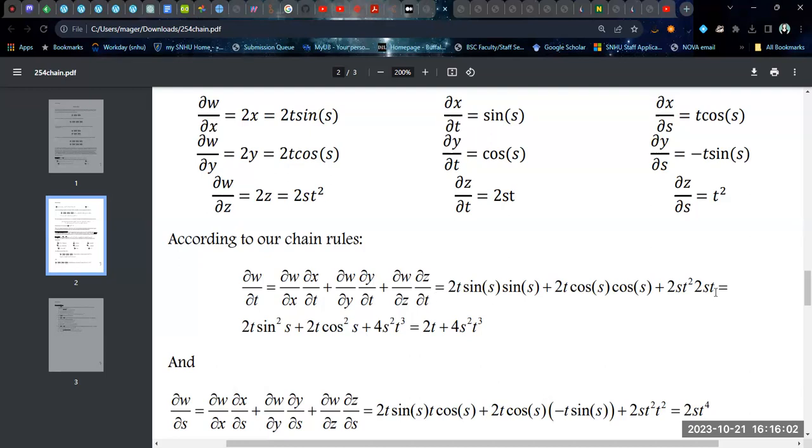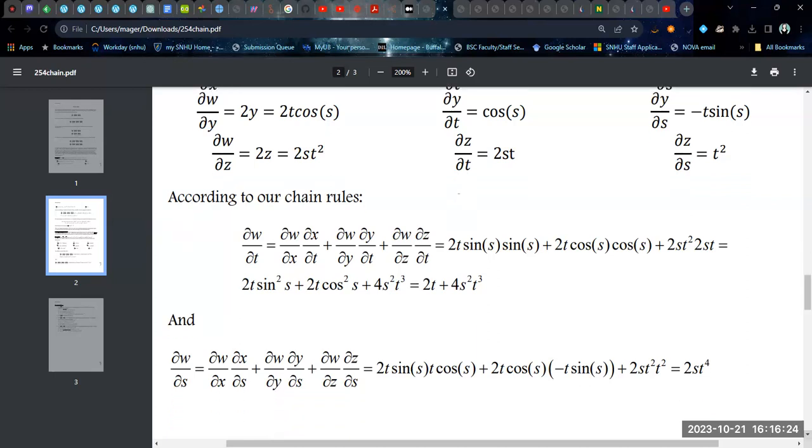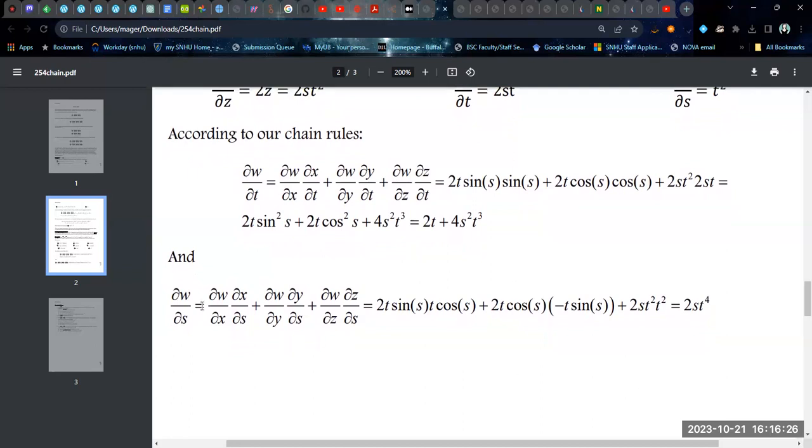And once you do all this multiplying, then you do some simplifying. We've got sine s squared and cosine squared, and sine squared and cosine squared reduced to 1, so you're left with 2t, just the coefficient out front. And we get a much simpler expression after the simplifying. And then we do the same thing for the partial derivative for s.